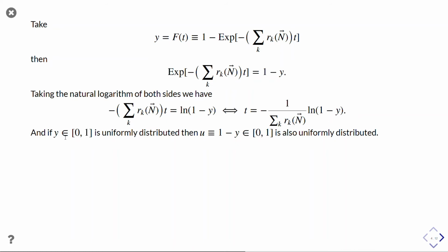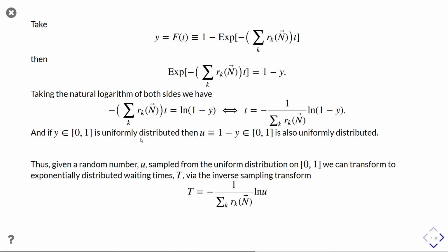Now, if y is uniformly distributed on the unit interval, then so is u defined as 1 minus y. Therefore, given a random number u sampled from the uniform distribution on the unit interval, we can transform to exponentially distributed waiting times t via the inverse transform formula shown here. Note that since u is less than or equal to 1, the logarithm of u will be negative, and therefore the minus sign out front makes sure that our times are positive, given that the propensity functions are necessarily positive.